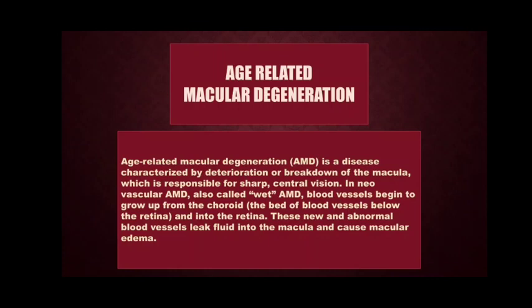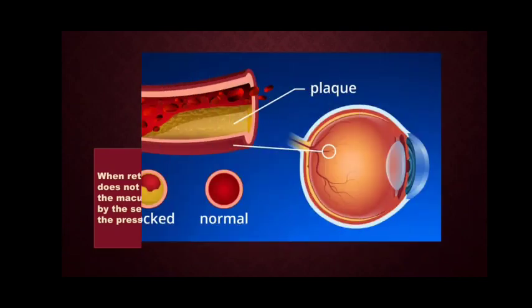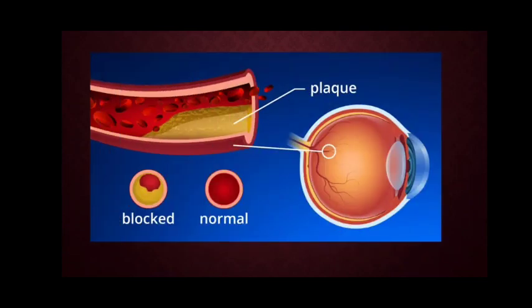In some cases, like wet age-related macular degeneration, new and abnormal blood vessels grow from the choroid. They leak fluid into the macula and cause macular edema. Sometimes blockage occurs in retinal veins. Blood does not drain properly and leaks into retina. Due to this, macular edema occurs. In this figure, you can see the plaque formed in the vessels, which results in blockage of the blood flow. Due to this, blood leaks into the macula and macular edema occurs.